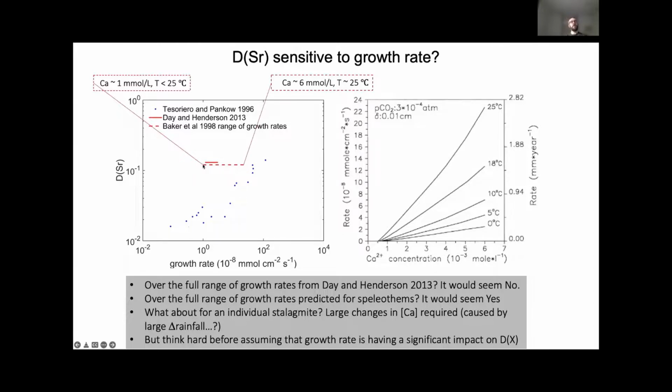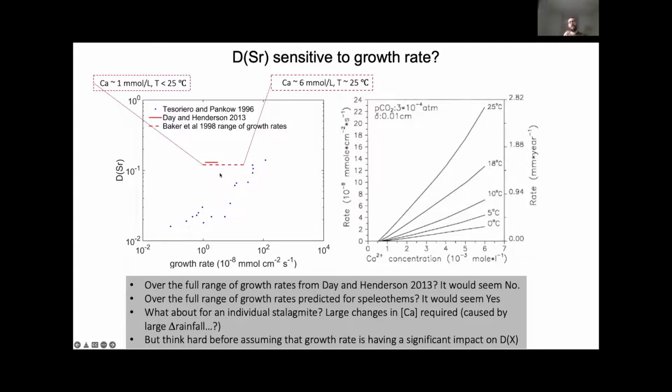So the start of this dashed line on the left-hand side corresponds to a calcium concentration of around 1 millimole per litre at temperatures essentially less than 25 degrees. And these fastest growth rates on the right-hand side correspond to calcium concentrations of around 6 millimoles per litre at a temperature of around 25 degrees Celsius.